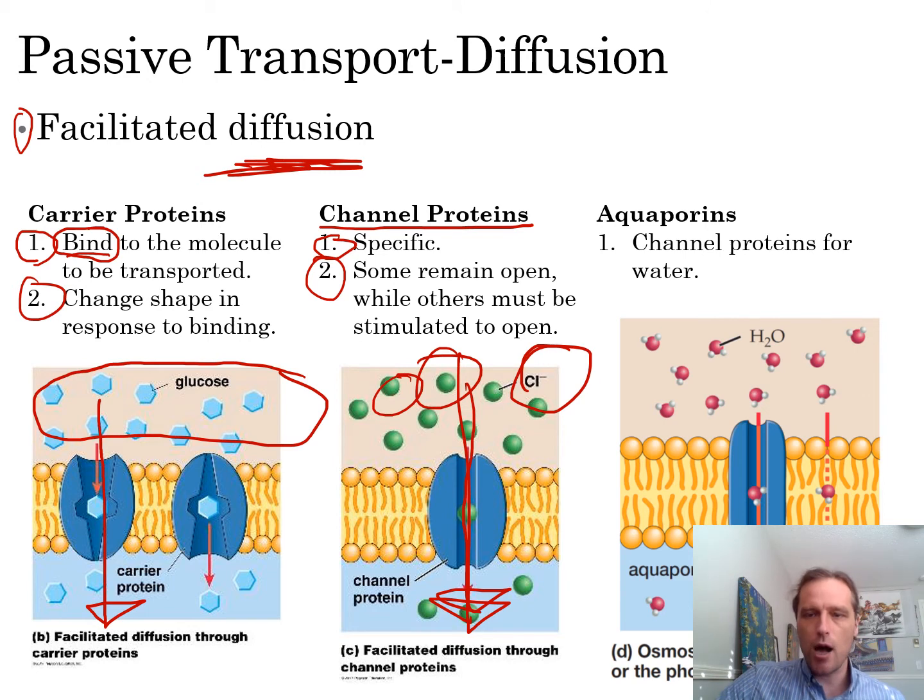Last one. Aquaporins. They are the same thing as channel proteins, except that they're for water, and in all examples I have ever seen, they are always open. So if they're in there, water is going to be going through them, and it's going to be going down its concentration gradient. So from wherever there's more water to wherever there's less water.